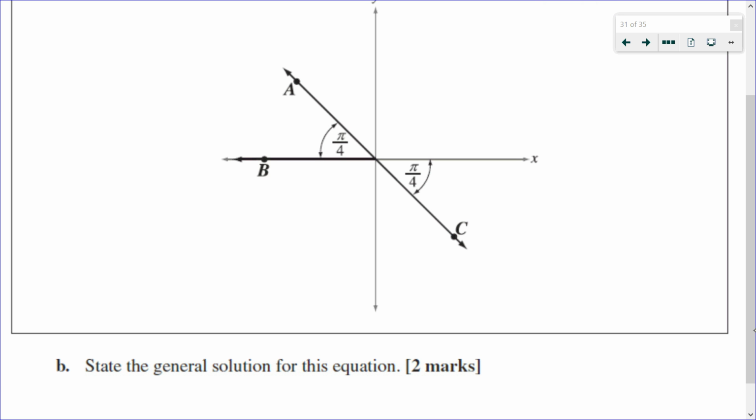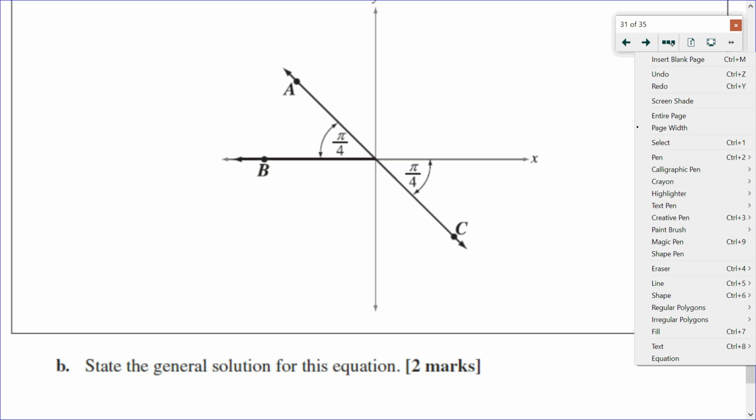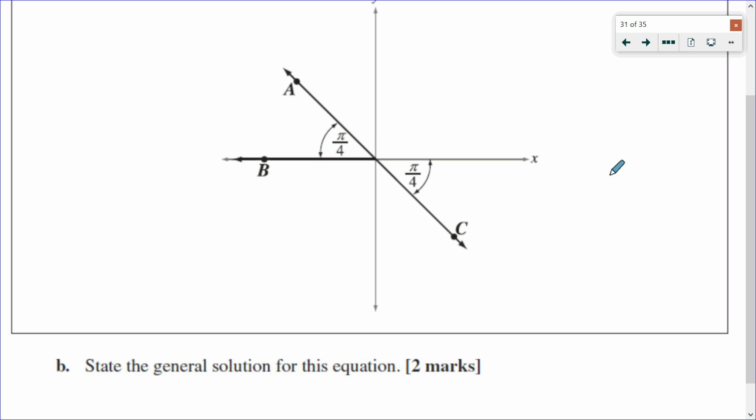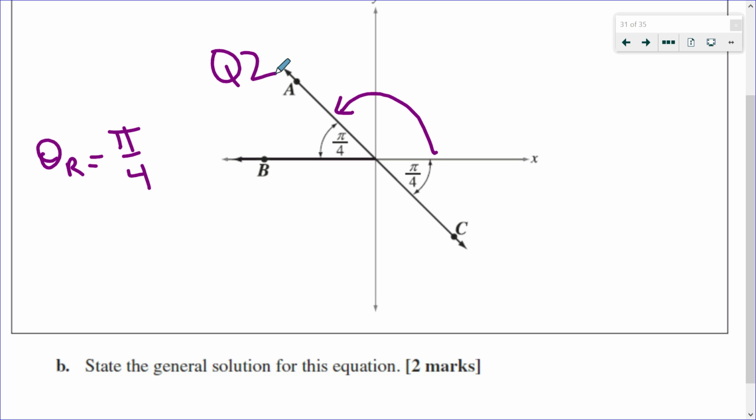Okay, so for this one here, let's do my first one. I'm going to use a different color pen for each one. So let's state my first solution. My first solution, and your solutions are always from 0, will be to here. The reference angle for both of those angles is pi over 4. Now my first solution is in quadrant number 2. So in quadrant 2, my numerator is 1 less than my denominator. So my general solution would be 3 pi over 4.